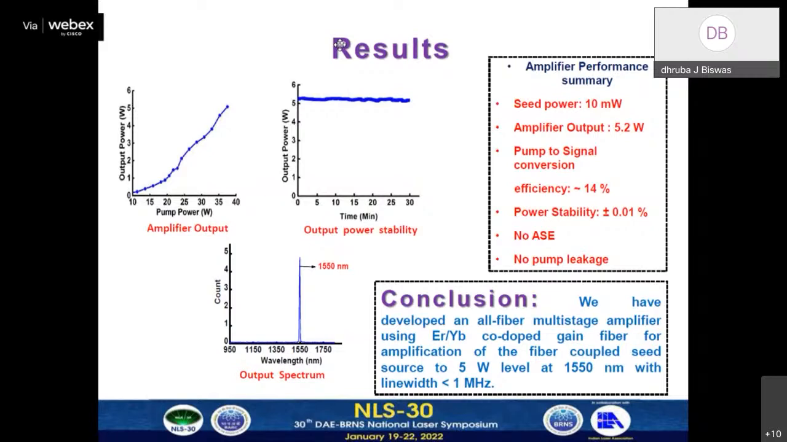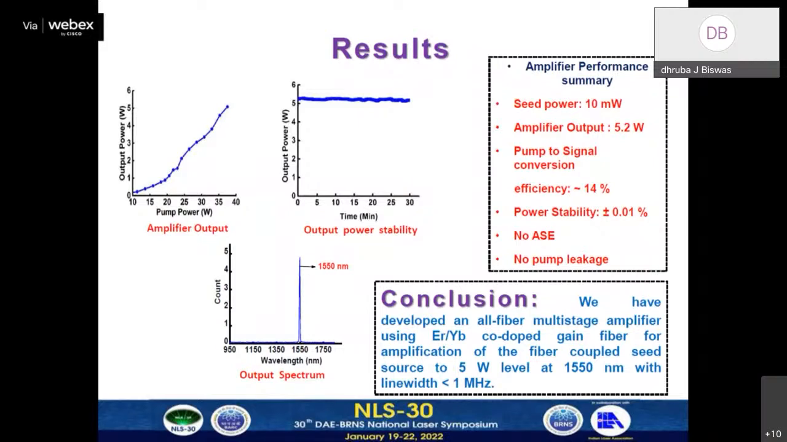In conclusion, we have developed an all fiber multi-stage amplifier using erbium doped fiber for amplification of a fiber coupled seed source from a level of 10 milliwatt to 5 watt at 1550 nanometer with line width less than 1 megahertz.